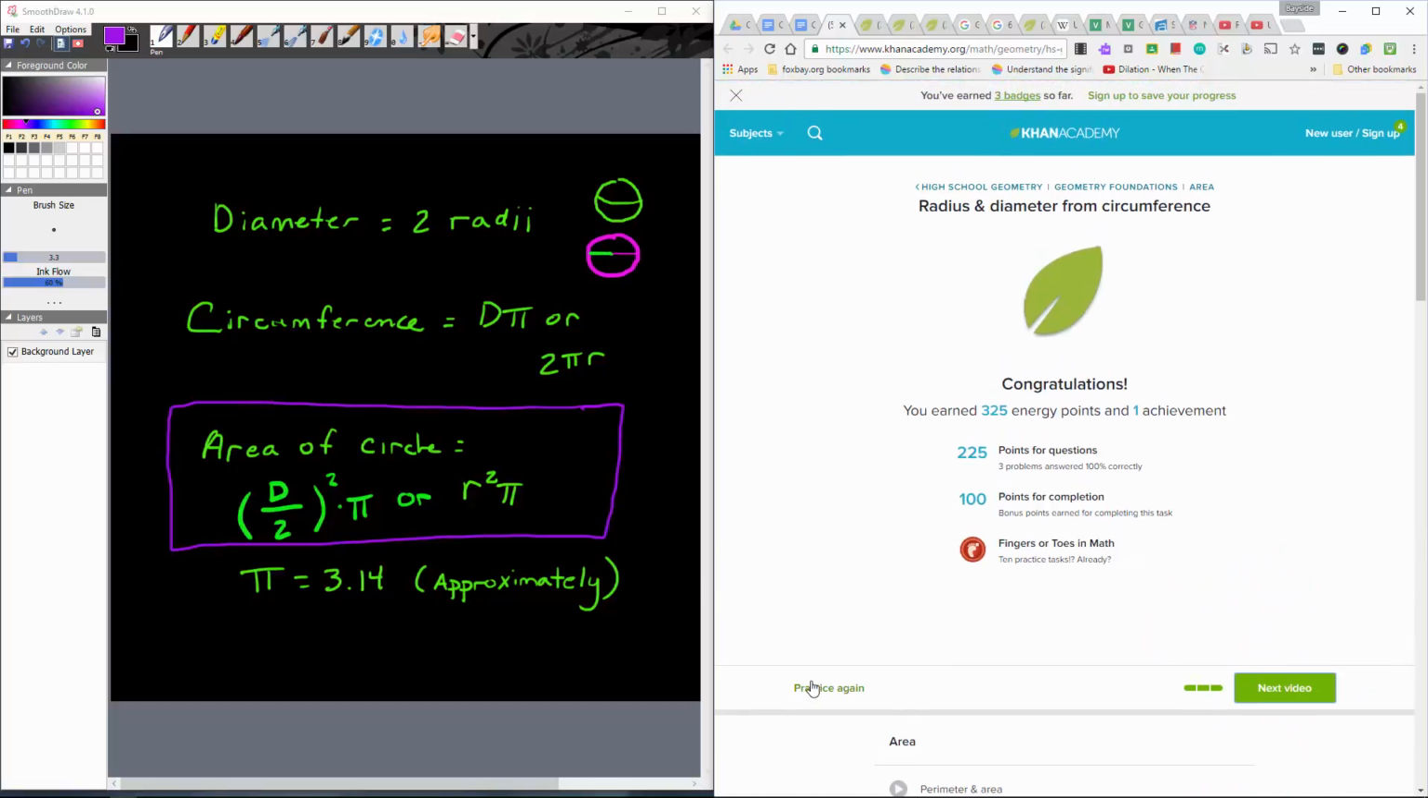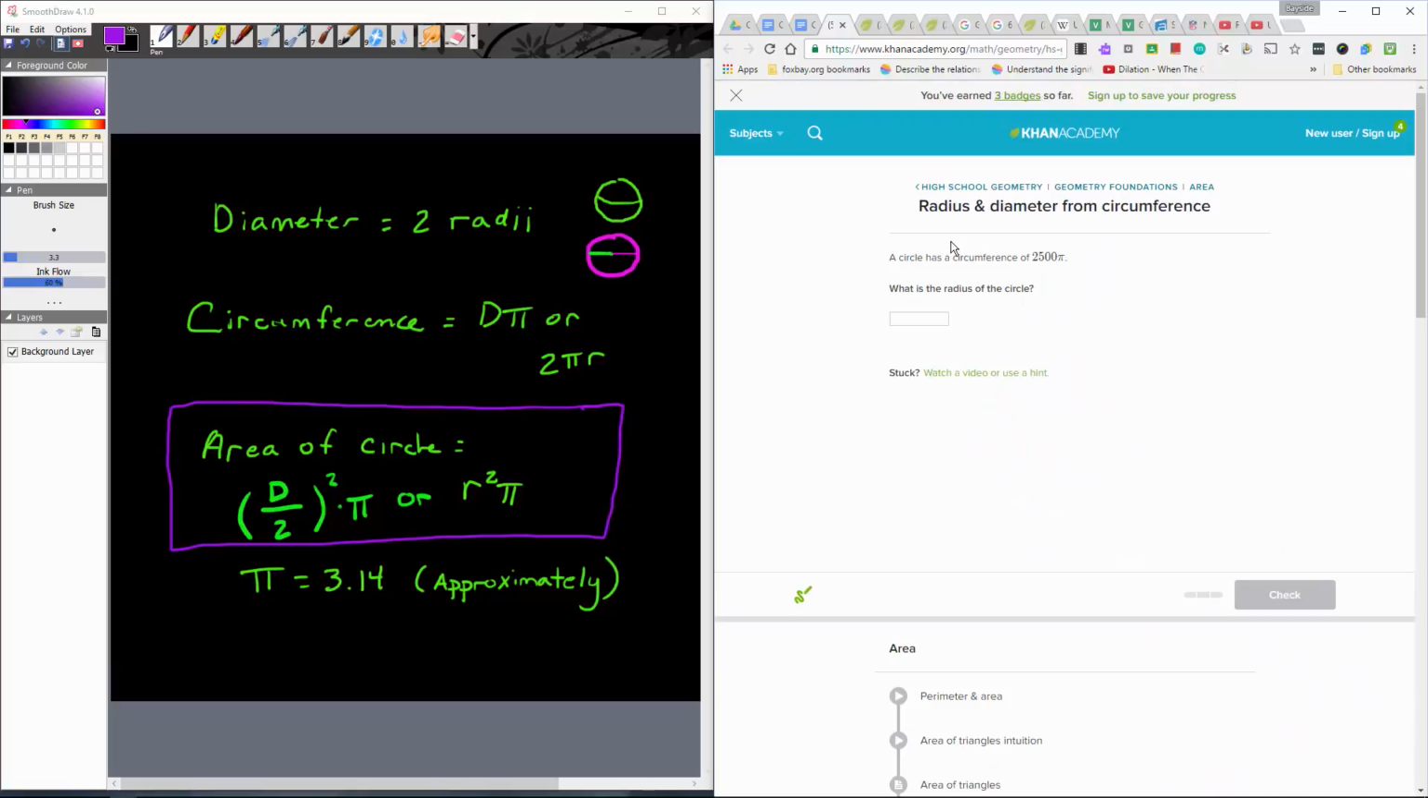I'm going to practice some more here. This one says the circumference is 2500 pi. What is the radius? Now again, in terms of my formula, there's 2 of these, right? So I have to divide by 2. So I take 2500 divided by 2, and I'll get 1250.